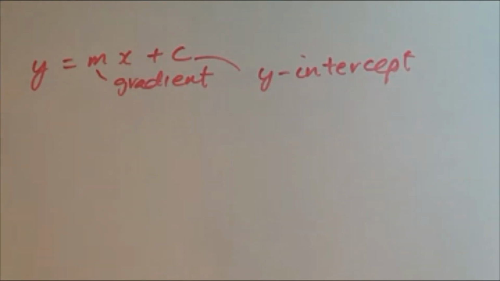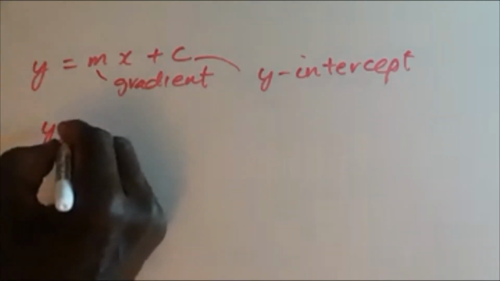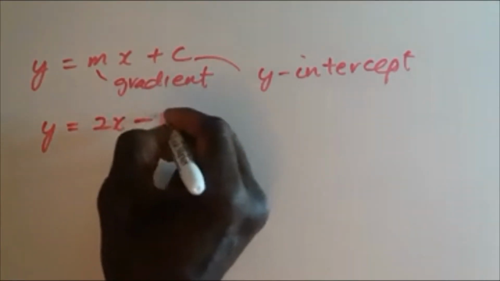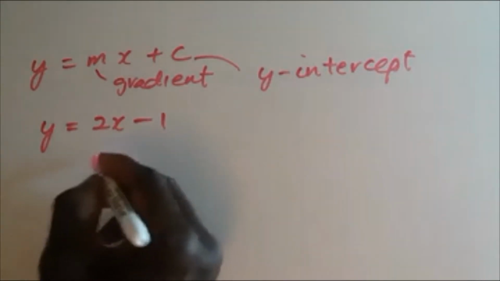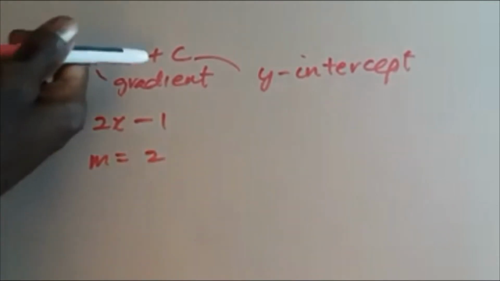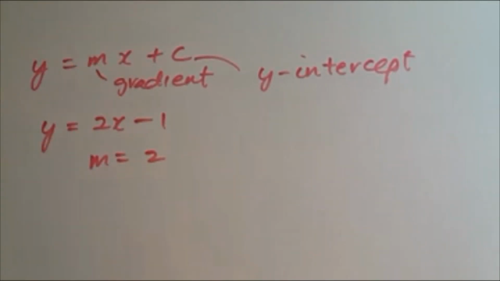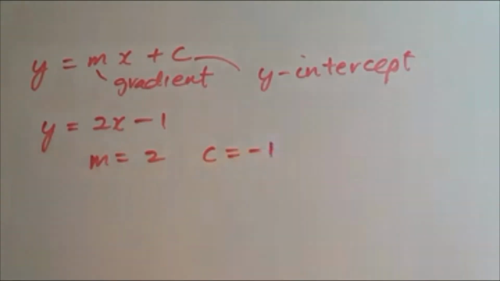Now, the best way to go about this is to have a look at some examples. If we're asked to write down the gradients and y-intercepts of the following lines, let's see what we have. y is equal to 2x minus 1. We know the gradient is the coefficient of x. In this case it's 2, so m is equal to 2. The y-intercept is c, and c is equal to -1.